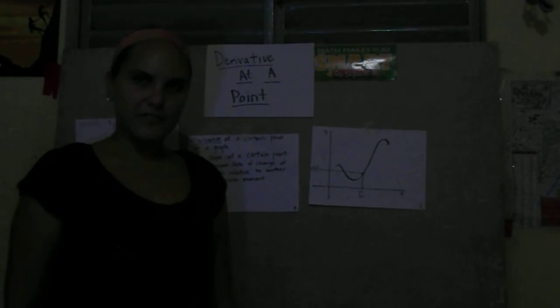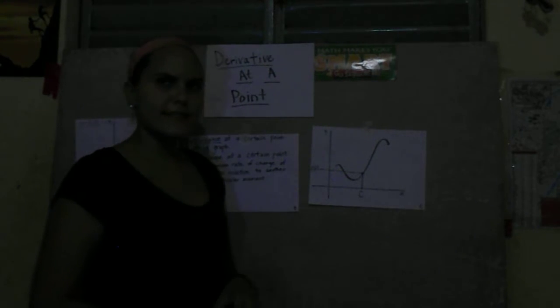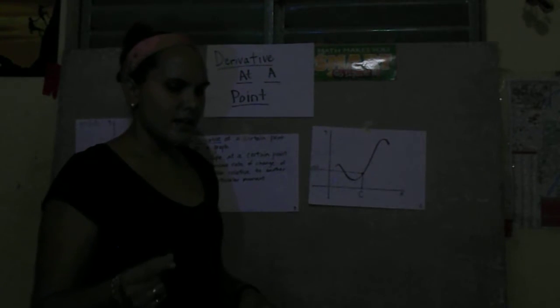Now, to find the derivative at a point, we must first plot a point. I'm going to plot point C with the corresponding f of c. Now, how are we going to find this exact slope at point C? Is it the tangent line? That's what it's called. So, I'm going to use the tangent line at point C.